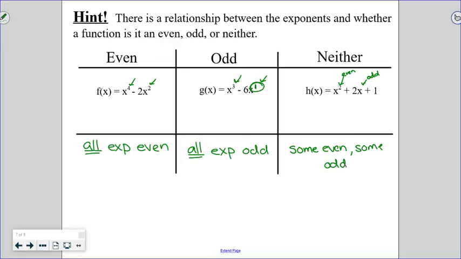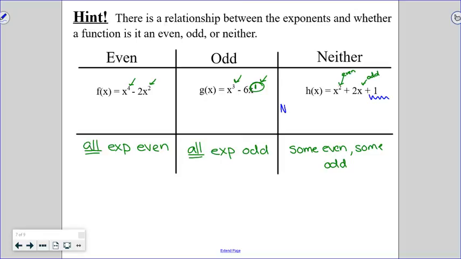However you want to write that for yourself, a combo of even and odd exponents. Not all the exponents are in the same category, even or odd, whatever makes sense to you. But the biggest thing I want to talk about on this is constants. What is the exponent on a constant?